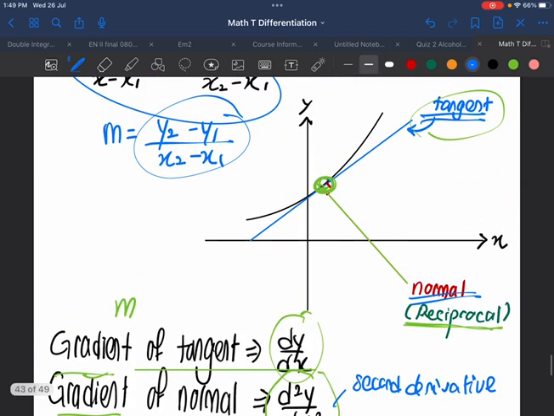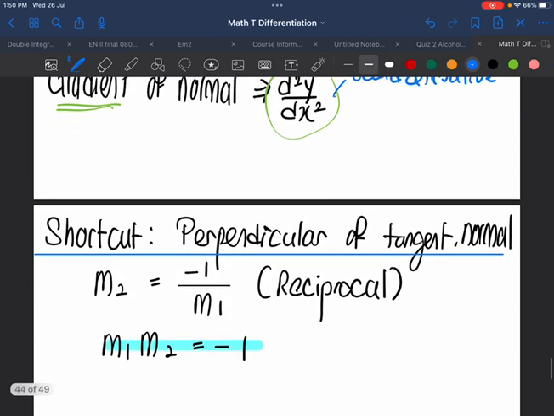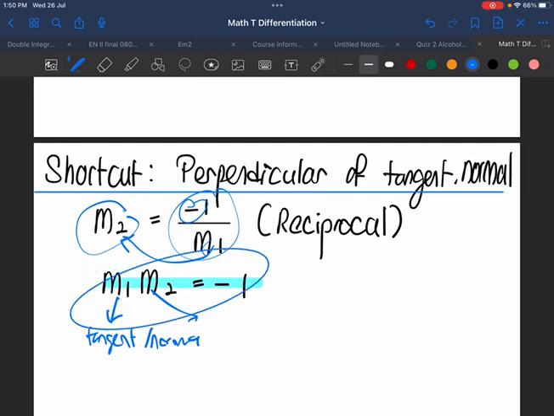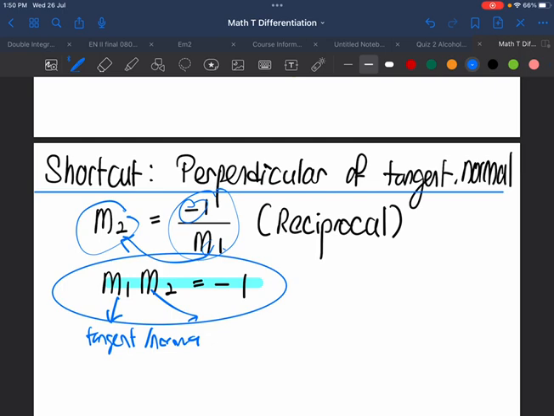Since we know that tangent and normal are perpendicular to each other, we can imply that the gradient of the tangent or normal equals the reciprocal with -1 of the gradient or slope of the other. So they are reciprocal to each other, tangent here and normal here, and vice versa. So we get m1 m2 = -1. We only need to find the gradient of the tangent, and hence we can deduce the gradient of the normal.